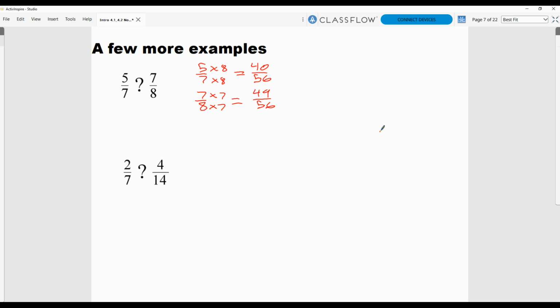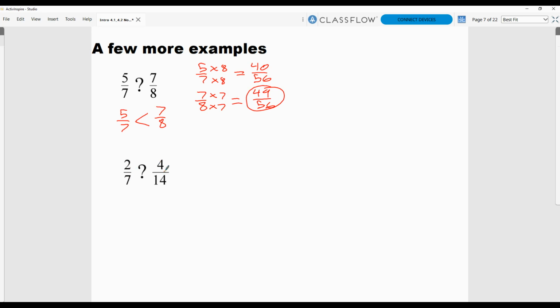Now that they have the common denominators, it's easier to see which one is greater. There is our greater fraction, the 7/8. So we're going to rewrite this. So we're going to say 5/7 is less than 7/8. We've got the point of the symbol, the small side, pointed toward our smaller fraction here. So that would be the correct one to use. Let's take a look at our last example down here.